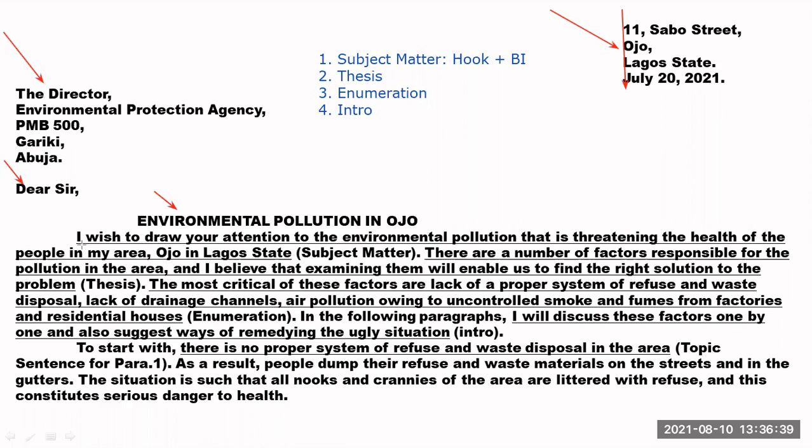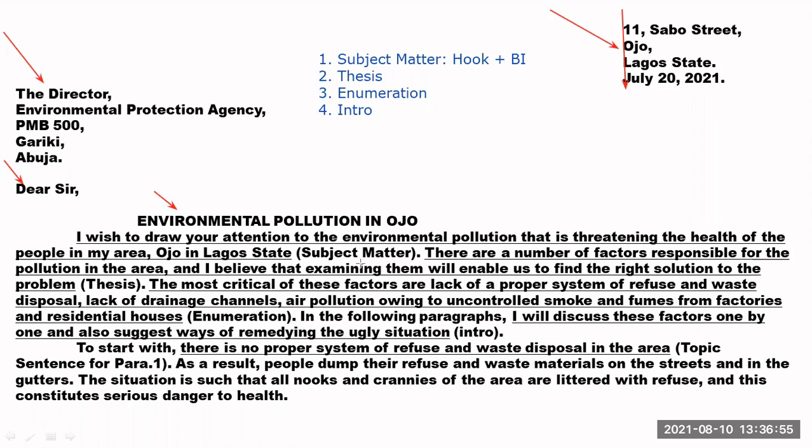Now, let's read. I wish to draw your attention to the environmental pollution that is threatening the health of the people in my area, Ojo in Lagos State. You have stated the subject matter.